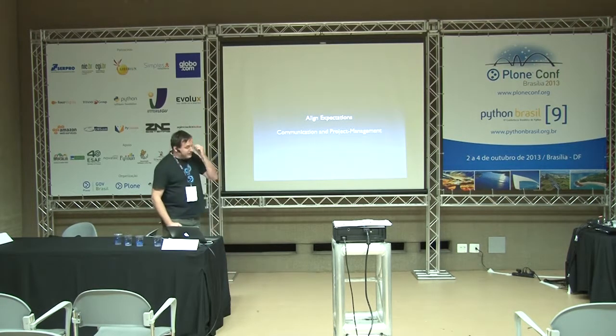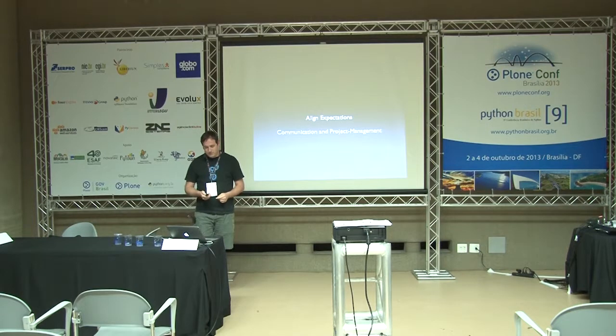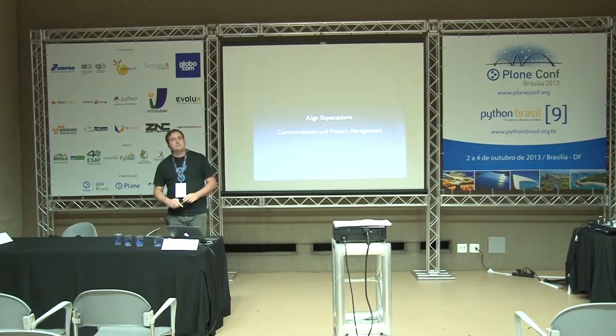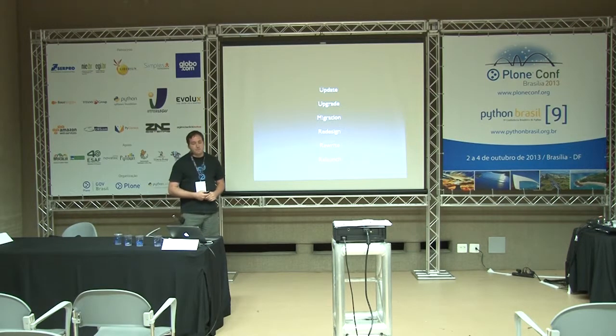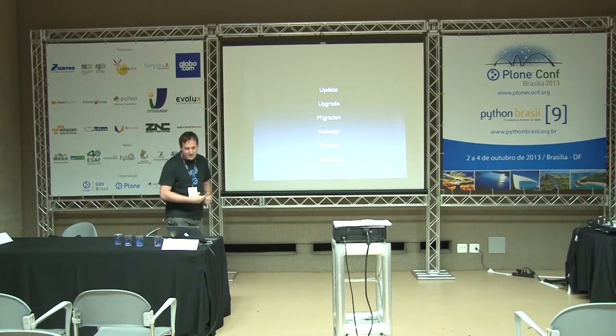So I think the primary job that can go wrong, and most of the time does go wrong, is communication and project management, which means doing such a good job that everybody's expectations are aligned in a sensible way. And one way to do that is defining what the heck we are actually talking about when we want to update, migrate, or upgrade our site. So let's talk about the vocabulary here.